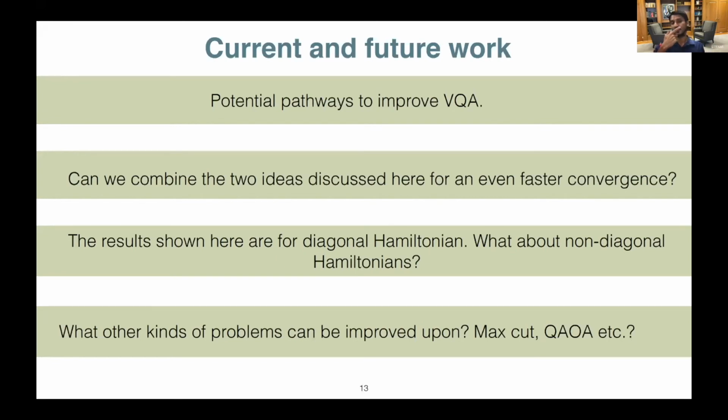Like, for example, the Ising model, when there are sigma x and sigma y terms, can we get improvements there or not? I mean, those are also questions we would like to answer. And then we would also like to know what other kinds of problems can be solved faster or can benefit from these kinds of improvements. So this is a work in progress, and I would like to stop here and open the floor for questions. Thank you.